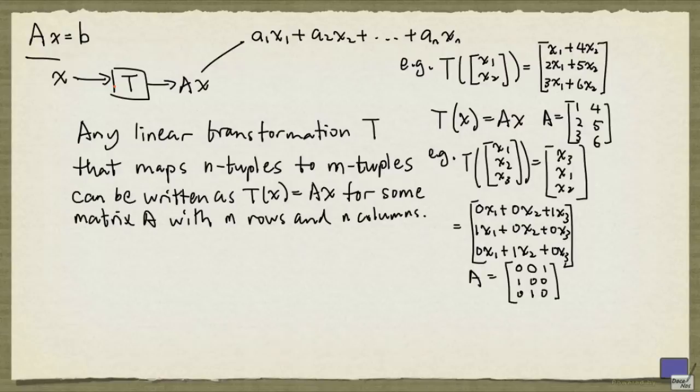So with this view, we can interpret this system of equations as finding inputs x such that T of x is equal to b. Another way to say this is solving Ax equals b means determining the preimage of b under T. But what does one gain by taking this view?